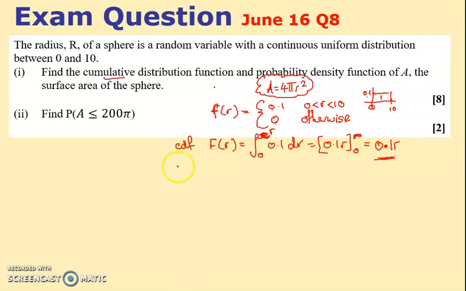I now have to go through this standard routine again. I write g of a. So my new letter is a. So I'm going to write g of a is equal to the probability that a is less than or equal to a. I've got a formula which links a to it. So I can quite easily write this is the probability that 4 pi r squared is less than or equal to a. And I want r squared on its own. So I say the probability of r squared is less than or equal to a over 4 pi.